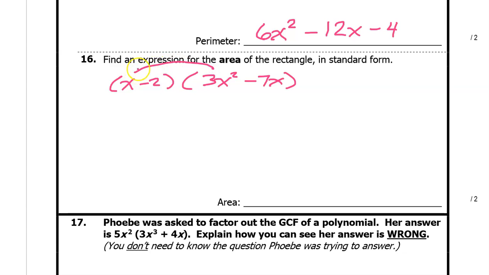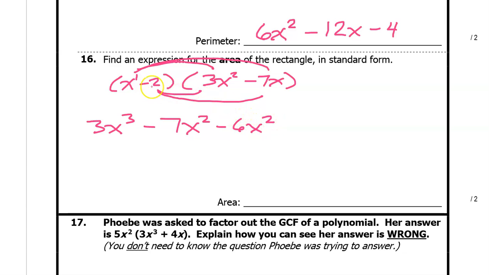So first, I'm going to multiply everything by x. So if I do x times 3x squared, that will give me 3x to the third power. This is like x to the first power, so when you multiply, you're going to add the exponents. Now I'm going to do x times negative 7x. That will give me negative 7x squared. Now I need to go back and do the distributive property with the negative 2. Negative 2 times 3x squared is negative 6x squared. Negative 2 times negative 7x is positive 14x. All right, a negative times negative is a positive.